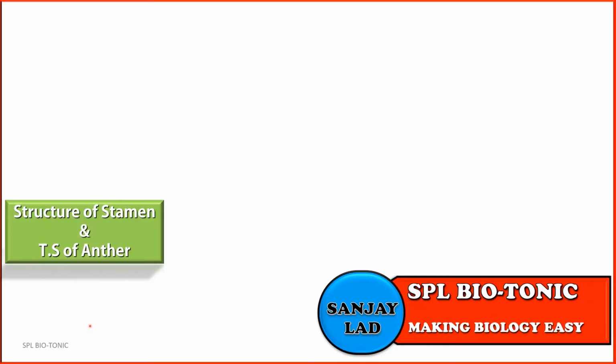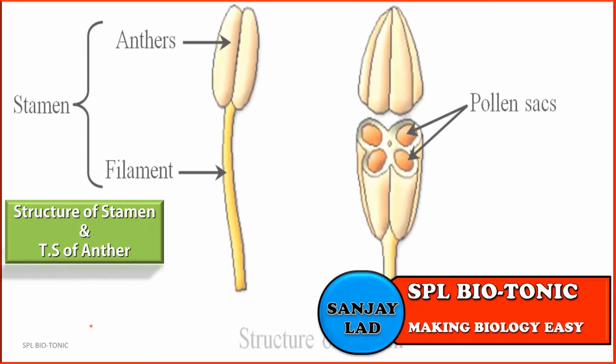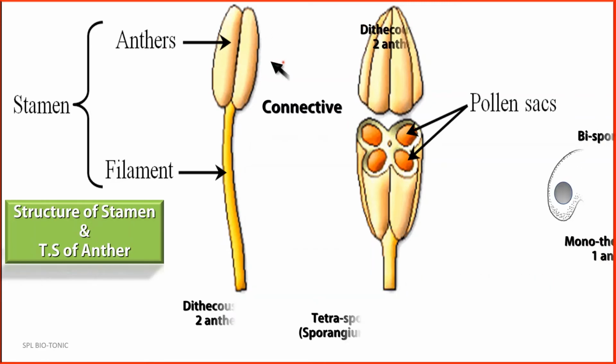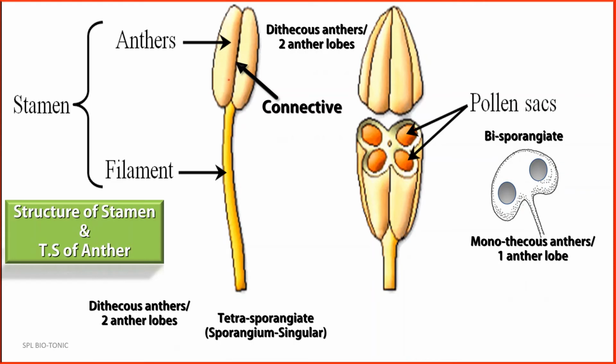Alright. Students, as we all know, each stamen consists of 2 parts. The lower part of the stamen is called filament and upper part is called as anther. The 2 anther lobes are connected by connective. Normally, there are 2 anthers in a stamen. Such anthers are called dithecous anthers. If there is 1 anther lobe, then such an anther is monothecous.